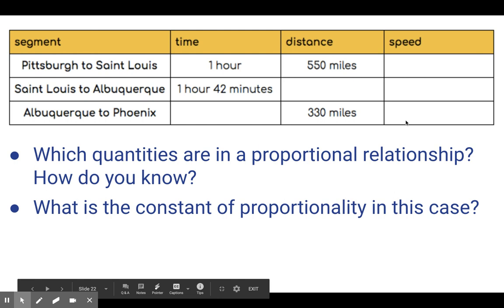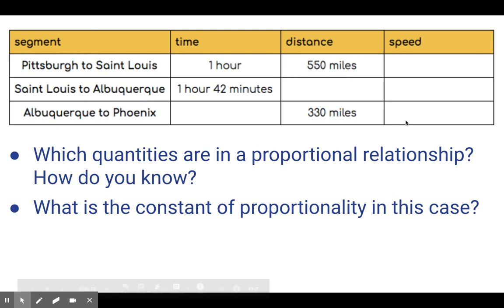So, which quantities are in a proportional relationship and how do you know? Well, technically, all of these are in a proportional relationship because we're finding the equivalent distance to the elapsed time. And we know that based off of the calculations that we've been doing and are given of Pittsburgh to St. Louis.